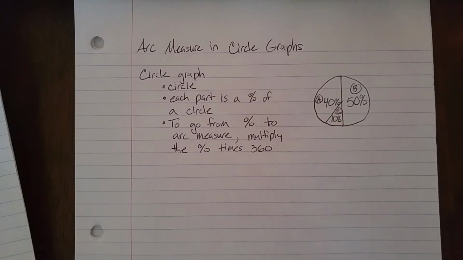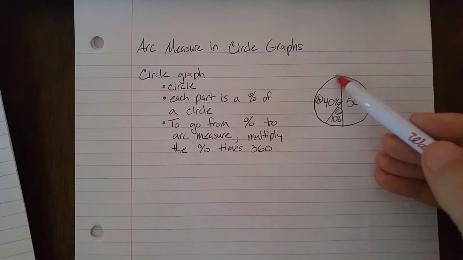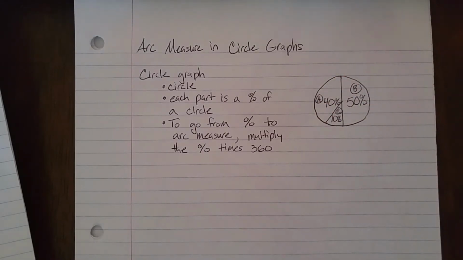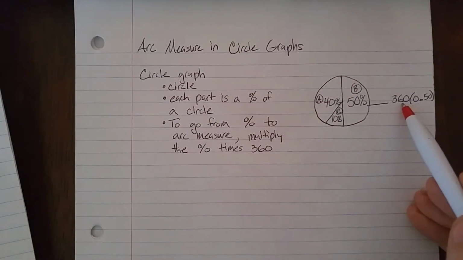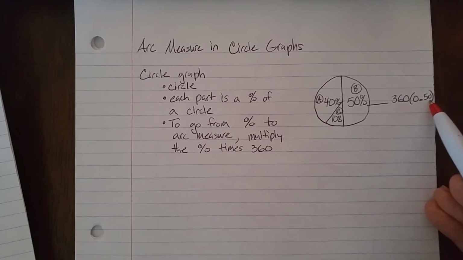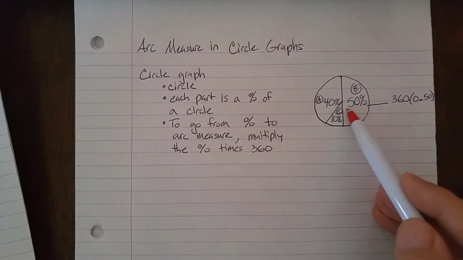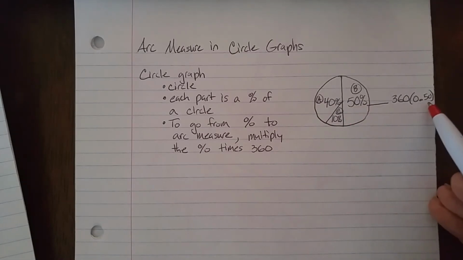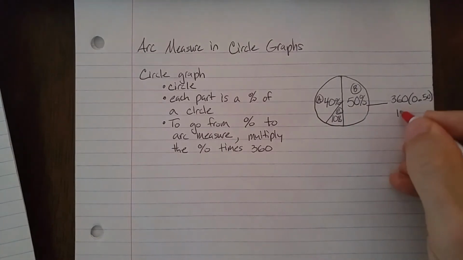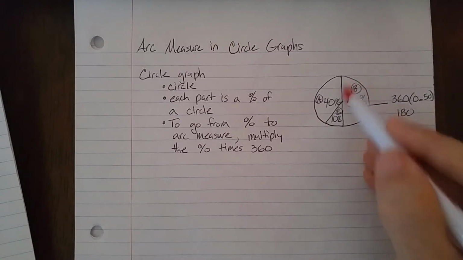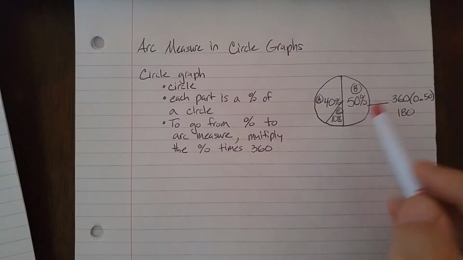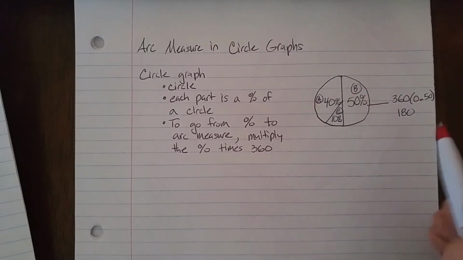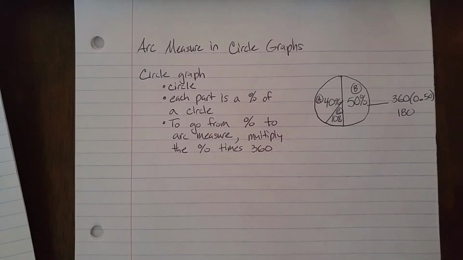And the reason why we're using that number 360 is because remember from the last lesson, 360 degrees in any circle. So right here, 360 degrees times 50%. And remember, when you multiply with a percent, turn it into a decimal. So move that decimal point over twice. So 360 times 0.50, and that's going to be 180. And we know that 50% of a circle, or half a circle, is a semicircle, and a semicircle is 180 degrees. So that checks out.